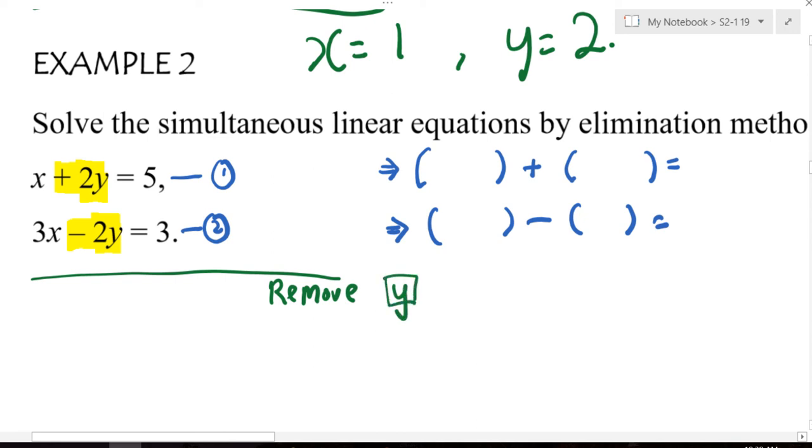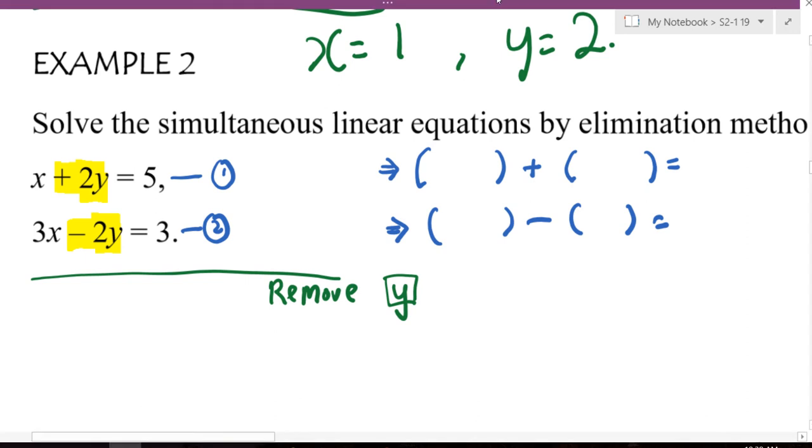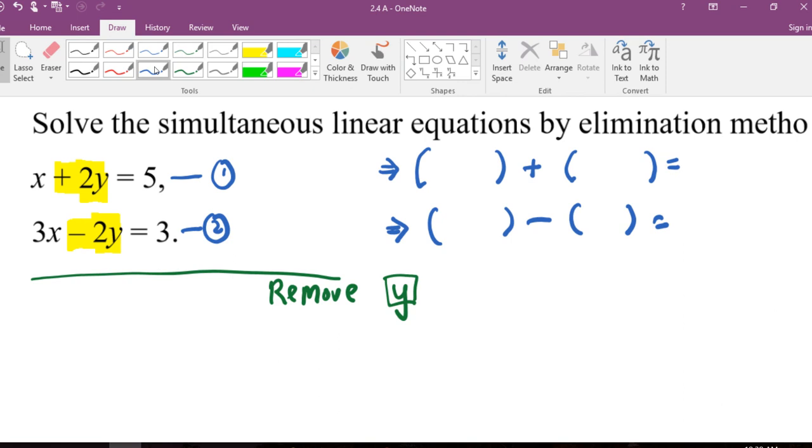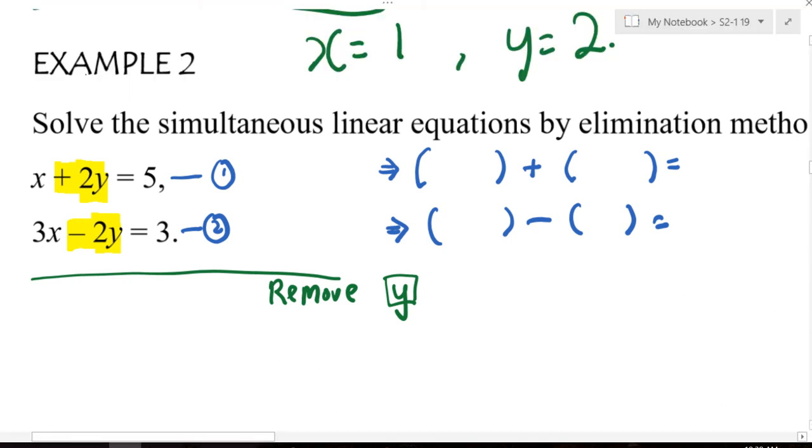Okay, Danish. There are two scenarios. One scenario is I take equation 1 plus equation 2. Can you follow? So I try. Danish, can you write down? If I take equation 1 plus equation 2, and I only focus on the y. The 5 and 3 I don't care first. Equation 1 plus equation 2 means I will take the 2y plus this one, right? So can you write that down?